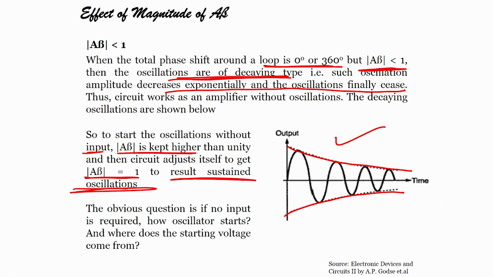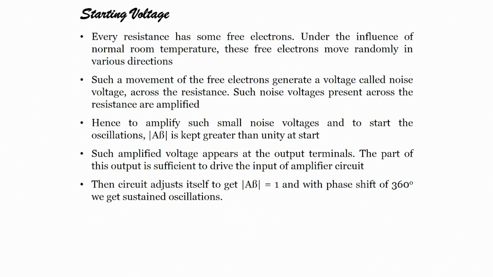The obvious question here is that if no input is required, how will oscillation start? How can we have oscillations? And where does the starting voltage come from? There are two questions, right. If we are not applying any input, how can oscillations start, and if there is a starting voltage, where is it coming from? We have to understand how the oscillation starts and where the voltage is coming from. So, the starting voltage of the oscillator.